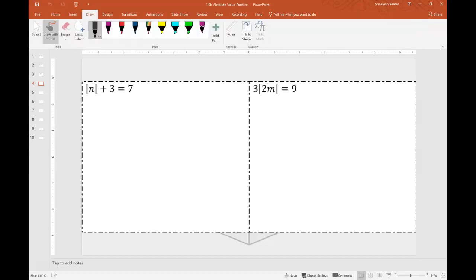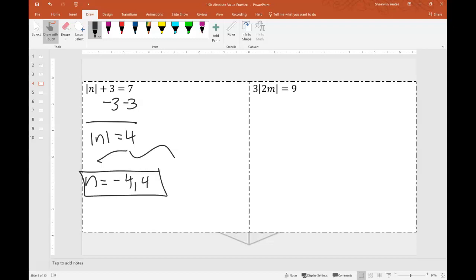So here, we need to get the absolute value alone first. The first thing I do is subtract 3 from both sides. And I end up with the absolute value of n equals 4. Which is nice because it immediately solves to n equals negative 4 and positive 4, because those are the two numbers that are 4 away from 0.